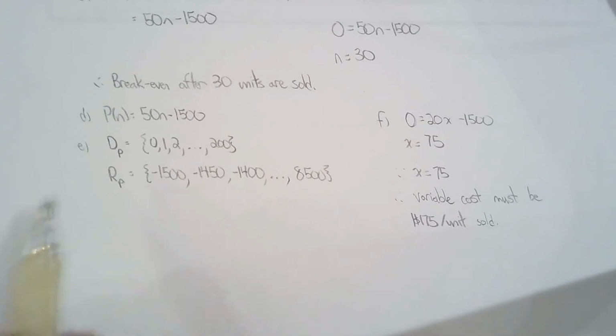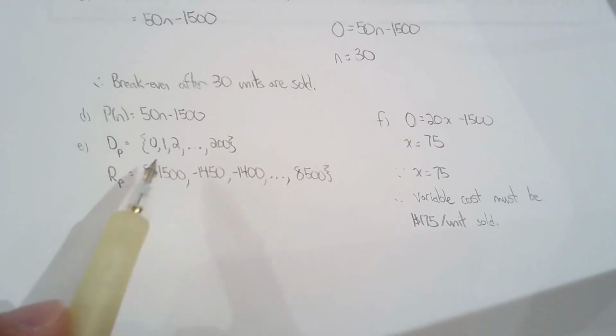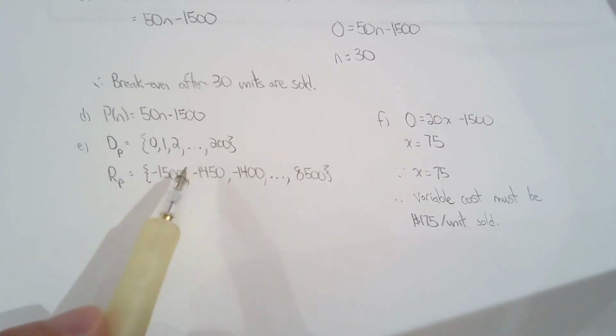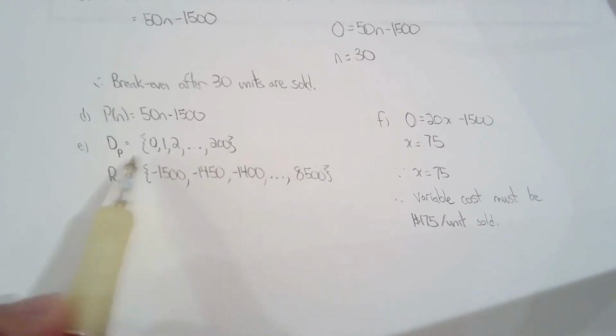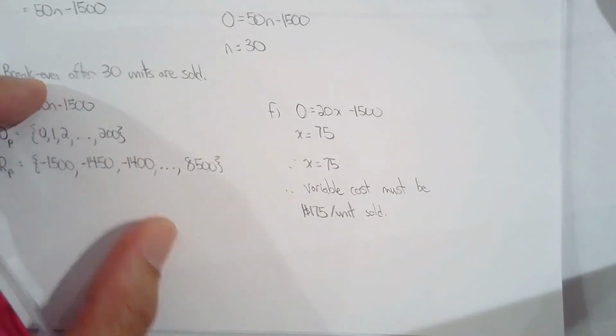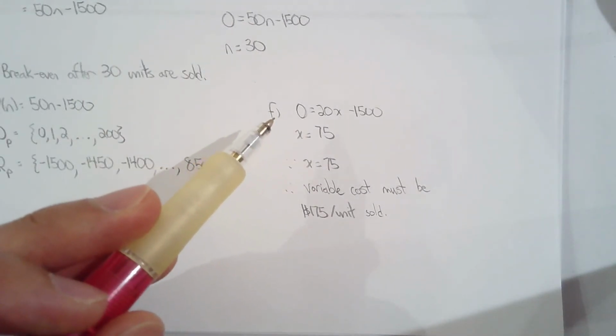Then find the domain and the range for the profit function. I used roster notation just to list out the values. You could use set builder notation and say n is an element of integers from 0 to 200. That's also fine.